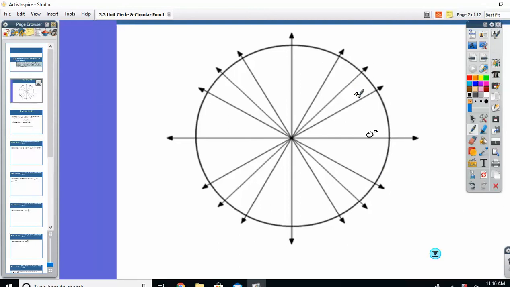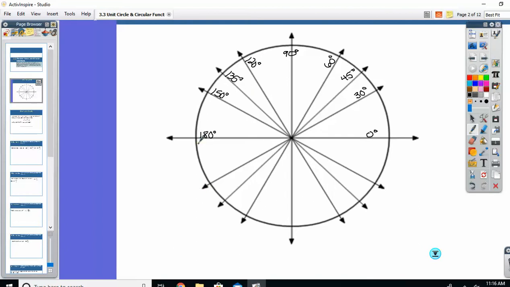Then we did our common ones, so 30, 45, 60, and this will be 90. Then we usually jumped down here, which would be 180. And what did we do? We subtract 30, so that's 150. 180 minus 45 is 135. 180 minus 60 is 120.